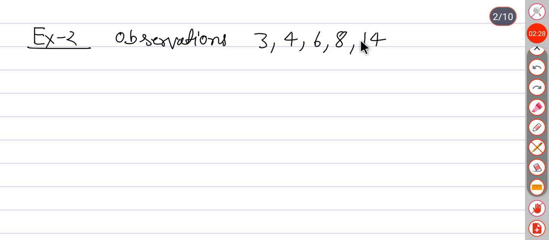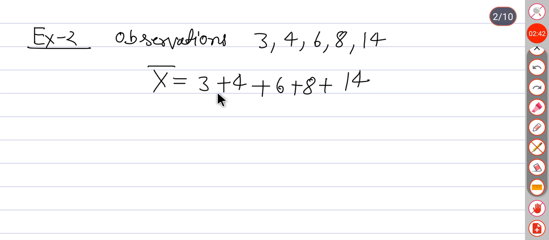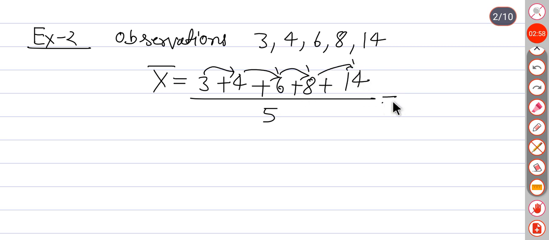First of all, we will find the mean. So x bar is equal to 3 plus 4 plus 6 plus 8 plus 14 upon 5. So 3 plus 4 is 7, 7 plus 6 is 13, 13 and 8 is 21, and 21 plus 14 is 35. And 35 upon 5 would be 7.